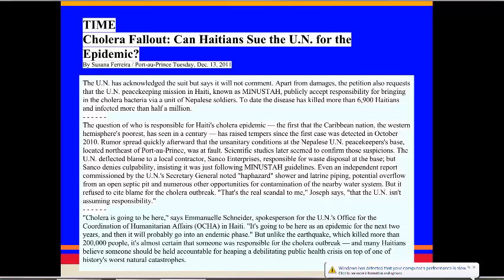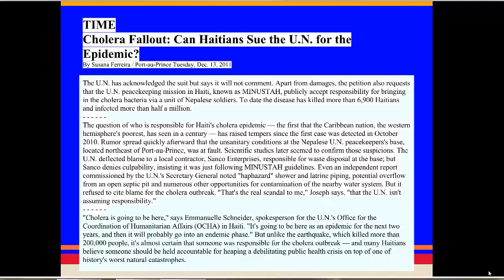This is by Emanuelle Schneider, a spokesperson for the UN, and she says, "Cholera is going to be here. It's going to be here as an epidemic for the next 2 years, and then it will probably go into an endemic phase." Also not a very interesting quote. What is interesting, though, is the sentence that follows it, and this sentence was written by the author herself, Susanna Ferreira. She writes, "But unlike the earthquake, which killed more than 200,000 people, it's almost certain that someone was responsible for the cholera outbreak, and many Haitians believe someone should be held accountable for heaping a debilitating public health crisis on top of one of history's worst natural catastrophes." That's a really well-phrased statement and observation, and I'm going to directly quote her.